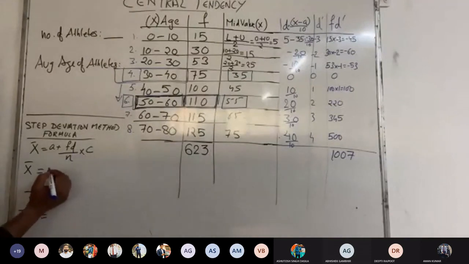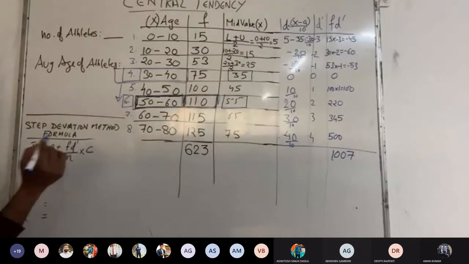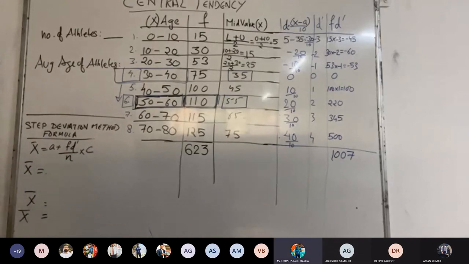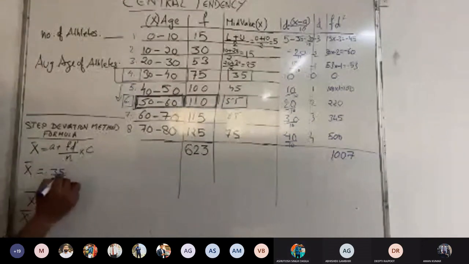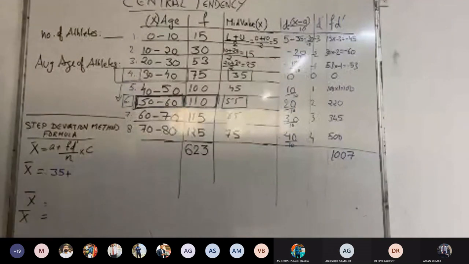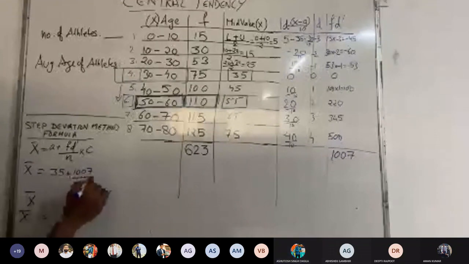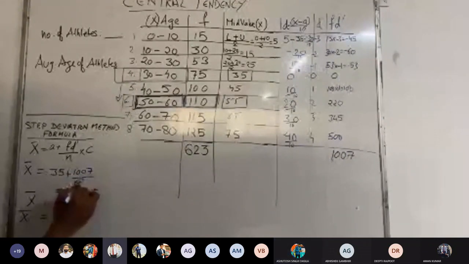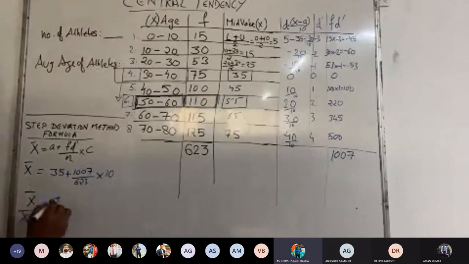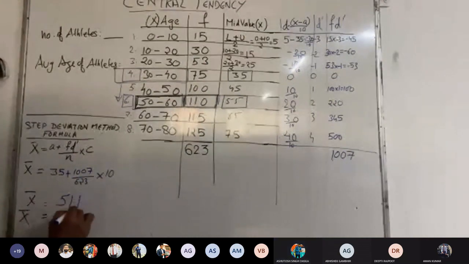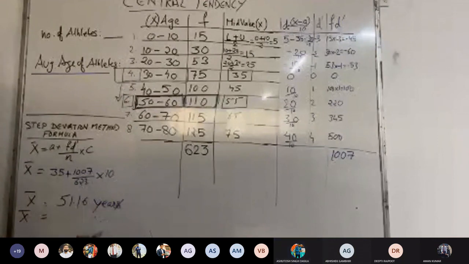Now let's come to the formula. Is the formula correct? Yes, sir. Okay. So what is A here? 35. And what is the sum of fd dash? 1007. And what is N? 623. So the answer is 51.163. So you got the same answer with this calculation also? Yes.